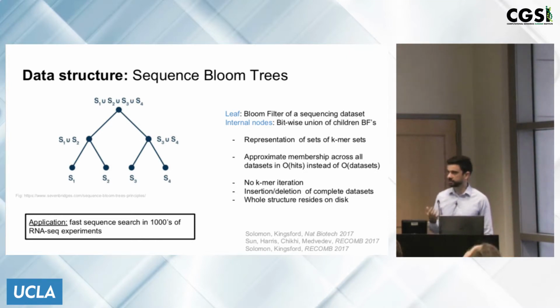So essentially collections of data sets. It supports approximate membership. And the advantage is that it can do the operation in the number of hits instead of the number of data sets. So if your k-mer is present in not so many data sets, then you don't need to explore so much of the tree. If it's present everywhere, that's kind of the worst case scenario for this data structure, you need to explore all of the tree.